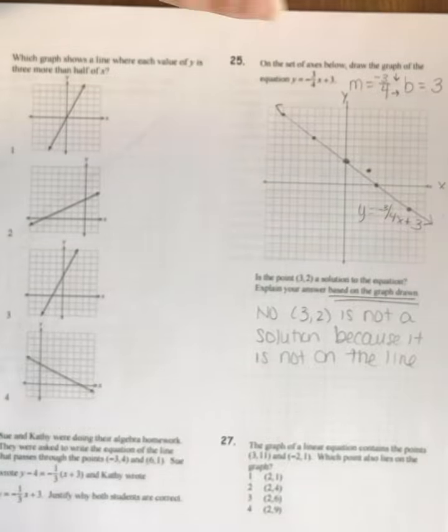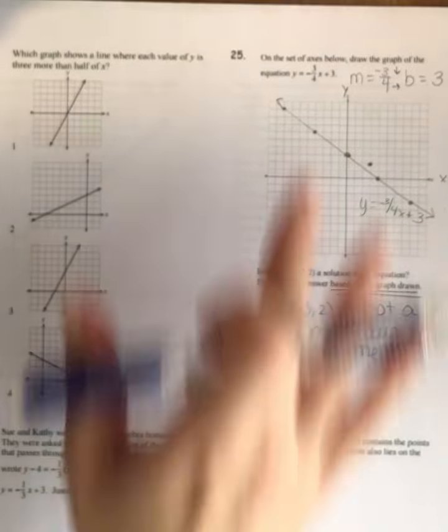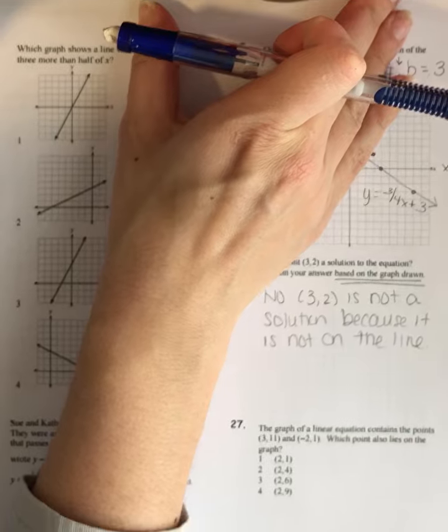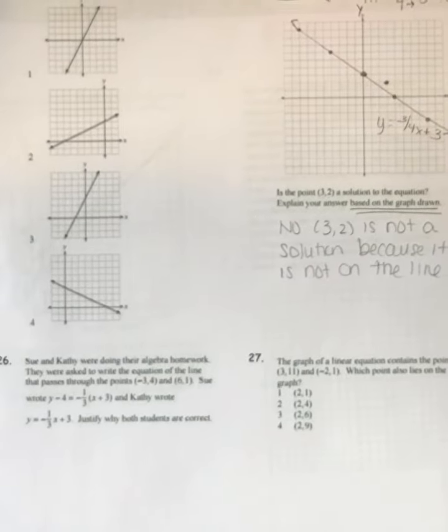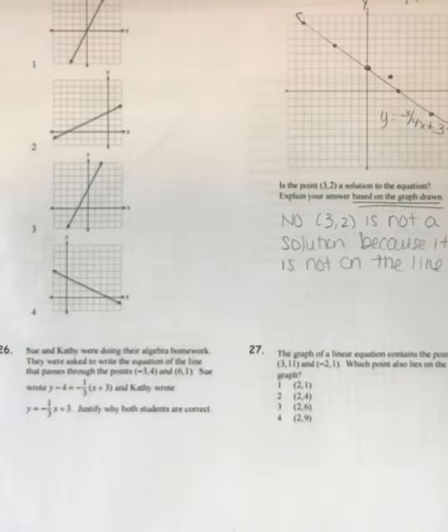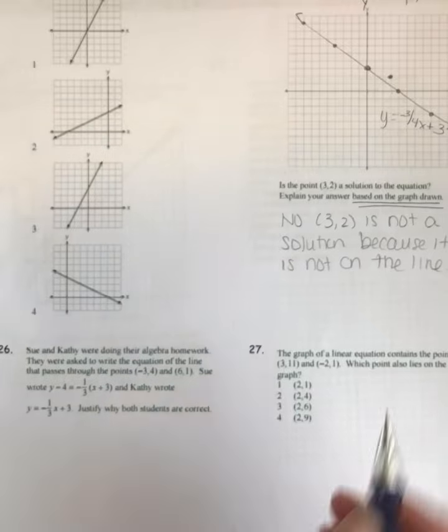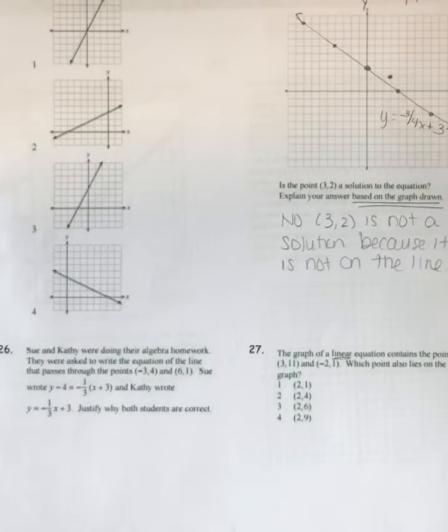Number 27. I'm going to pick this up a little if I can and slide this under. 27 seems like a little bit of work for multiple choice, but it's really not that bad. It says the graph of a linear equation contains the points 3, 11 and 2, -1. Which point is also on the graph? So if we're talking about a line, a linear equation, and comparing 2 points, the easiest thing to do is to actually get the equation to the line.